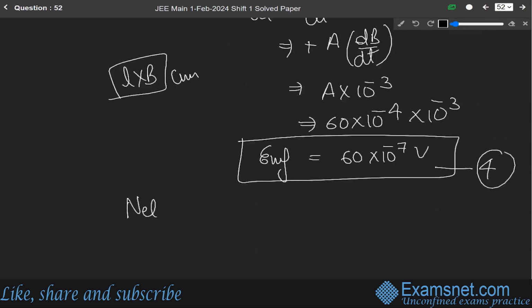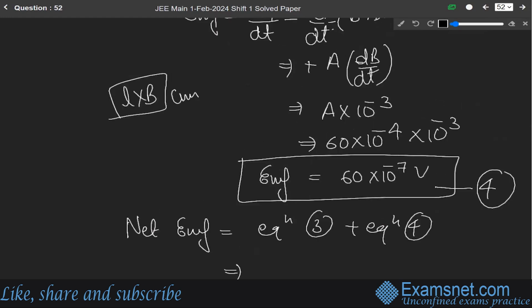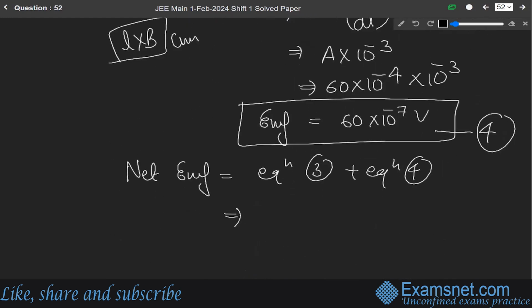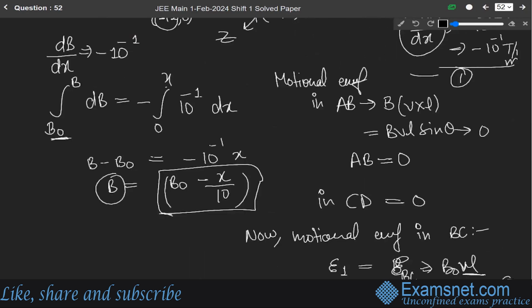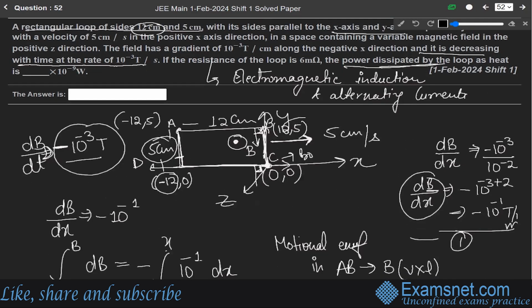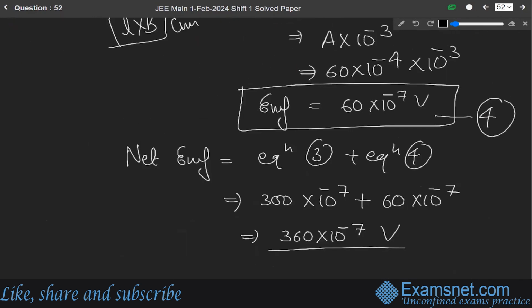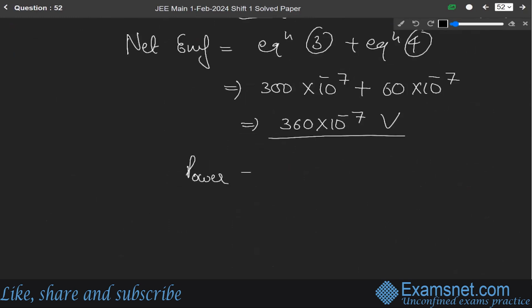So net EMF will be equals to equation 3 plus equation 4. Equation 3 EMF is 300 into 10 to the power minus 7 plus 60 into 10 to the power minus 7. It means 360 into 10 to the power minus 7 volt. And now we are asked to find what? Power dissipated by the loop. So power formula is what? V square over R, EMF square over R. So power dissipated will be net EMF whole square over R.